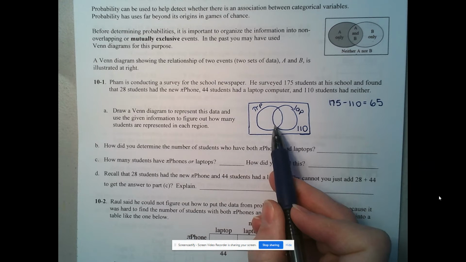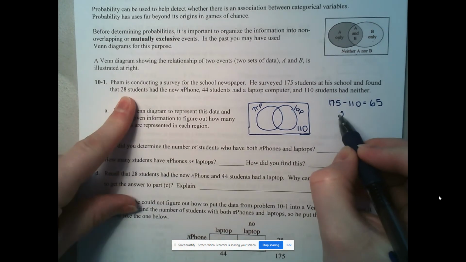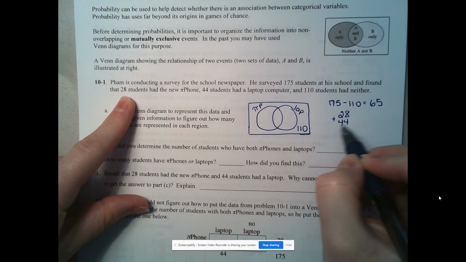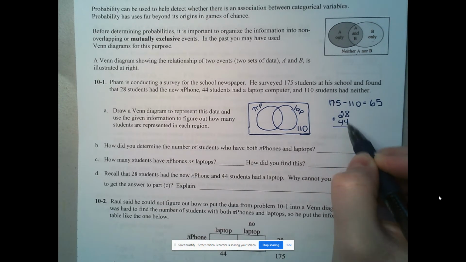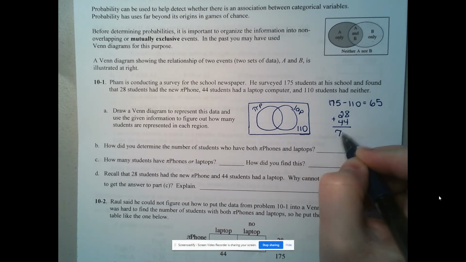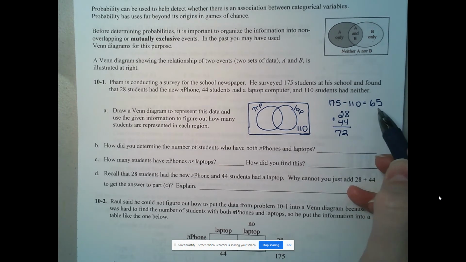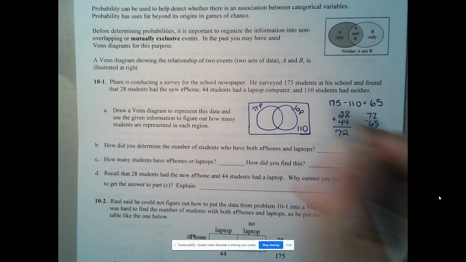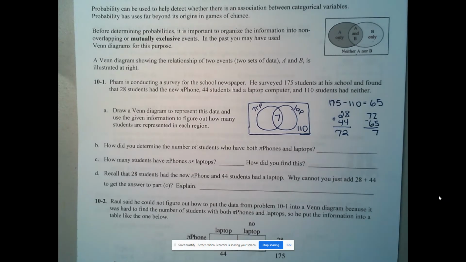Then it says that 28 students had a Pi phone and 44 students had a laptop. Well, if I add those numbers together, I get 72, which is a problem because there's only 65 kids left. That means the difference between the 72 and the 65, which is a difference of 7, there are 7 kids that are getting counted twice. 7 kids who have both a Pi phone and a laptop, and they need to go in that middle section.